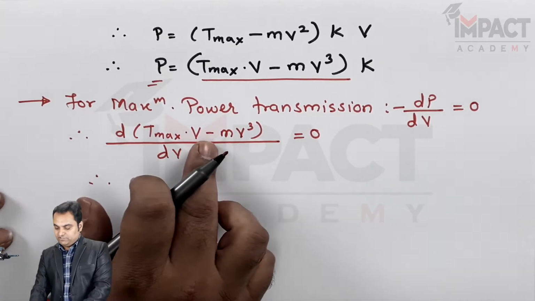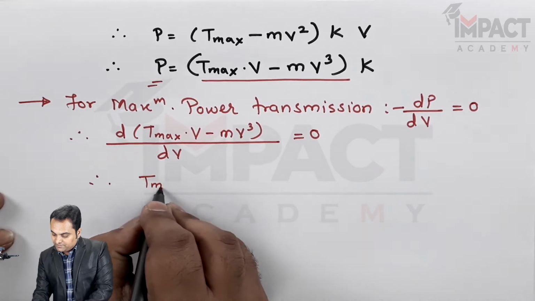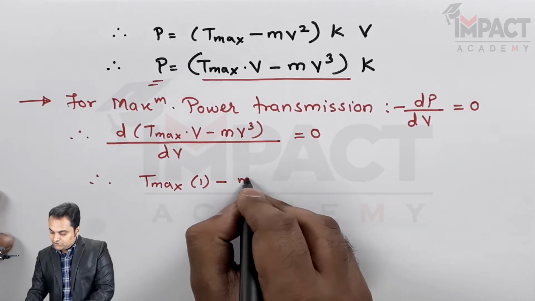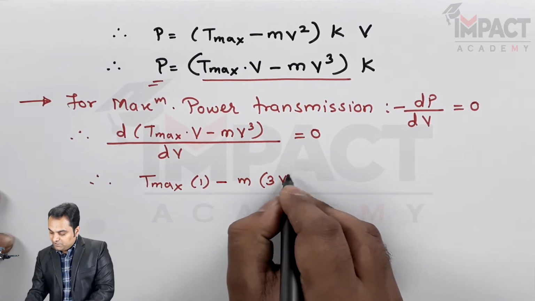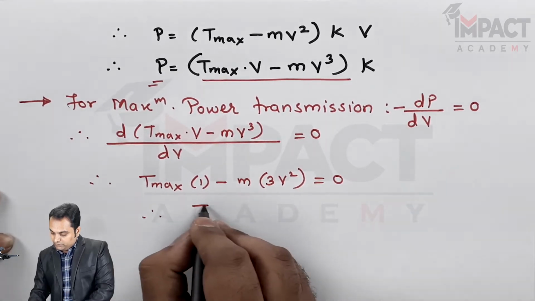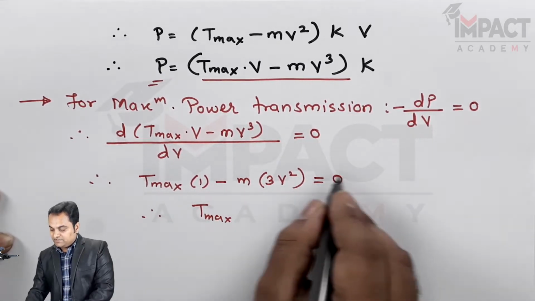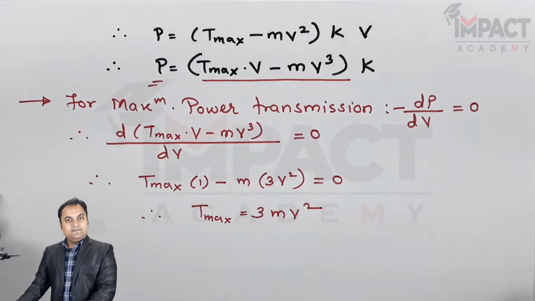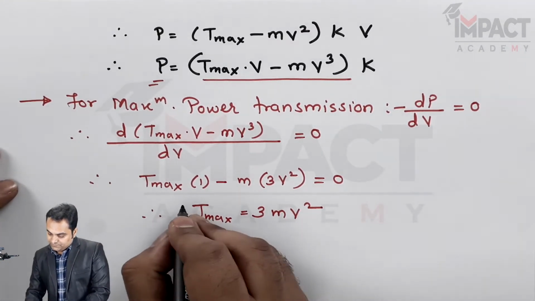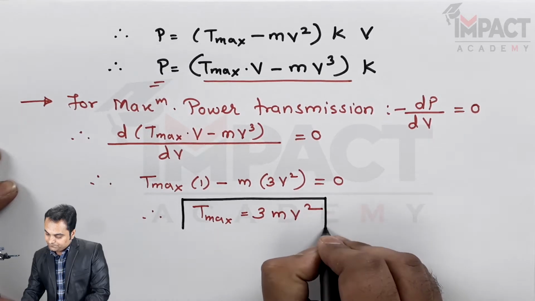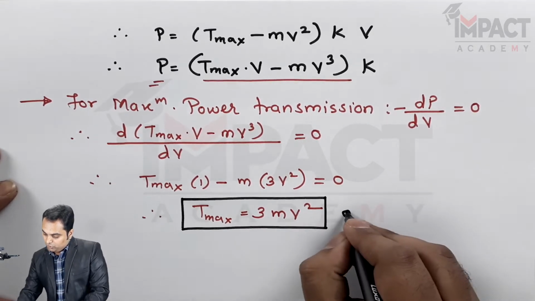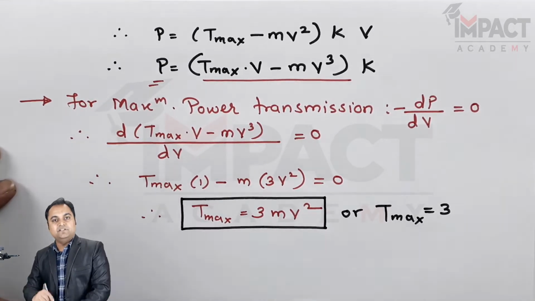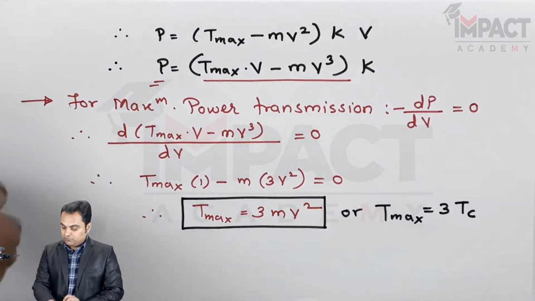So the first term is T max into V. When I differentiate, I am going to get T max, since the differentiation of velocity is 1, minus m is a constant, V cube differentiation would be 3V square, is equal to 0. So therefore the maximum tension will be, this minus 3 mv square will go onto the right hand side, and that will become 3 mv square, and this is the maximum tension in the belt. All I can say is that Tmax will be 3 mv square, which is nothing but centrifugal tension, so 3 times the centrifugal tension.